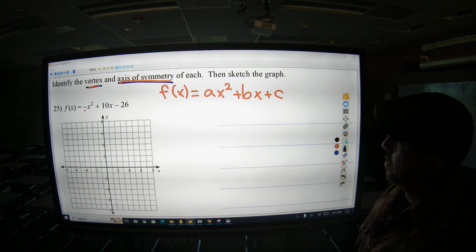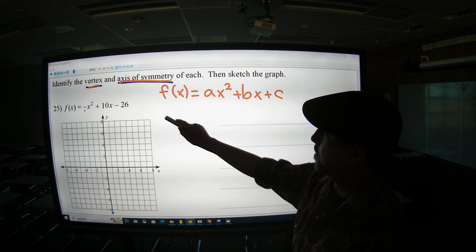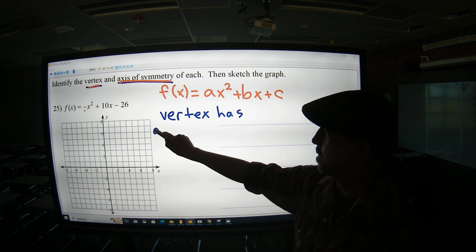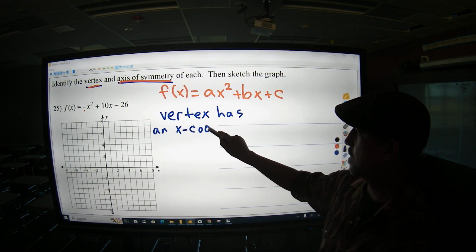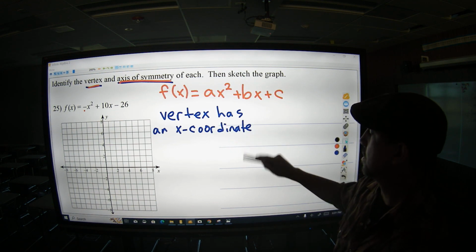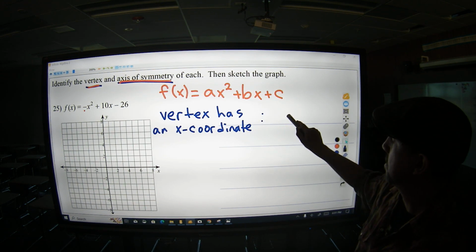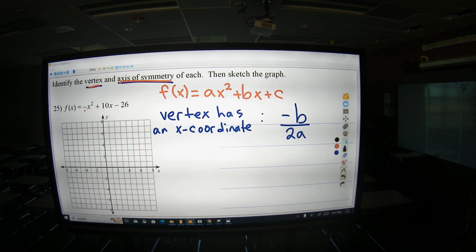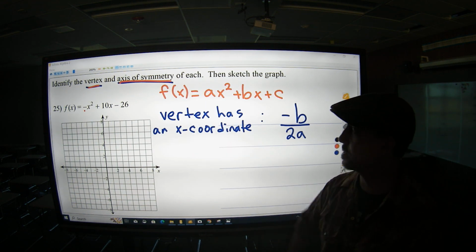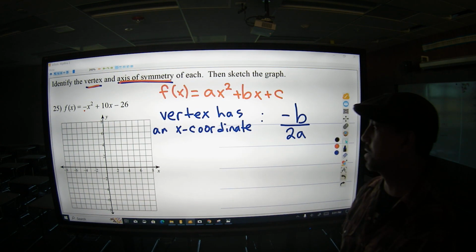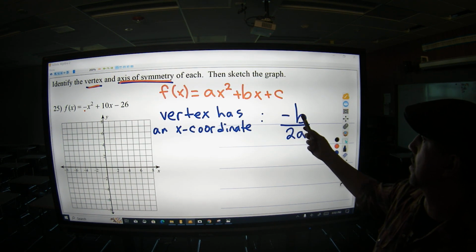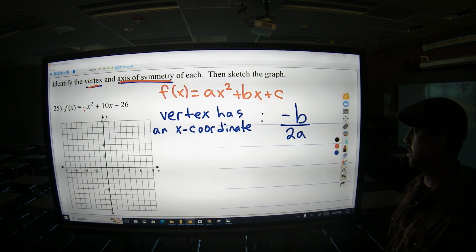So in standard form, the vertex has an x-coordinate of negative b over 2a. Okay, that's how we find the x-coordinate. And another word for the x-coordinate, because we're working with functions of x, is that it's also going to be our axis of symmetry. So we could also think about this as this function will have an axis of symmetry of negative b over 2a. They're interchangeable, but you need to know both of those ideas.